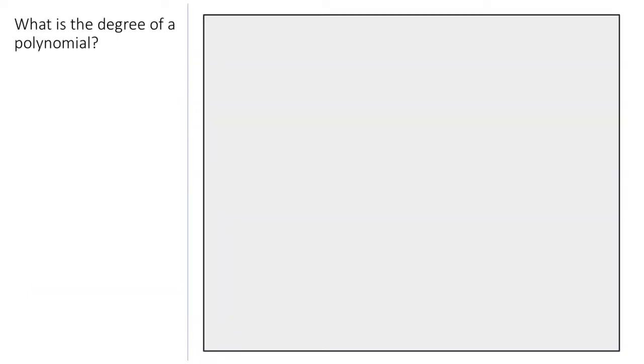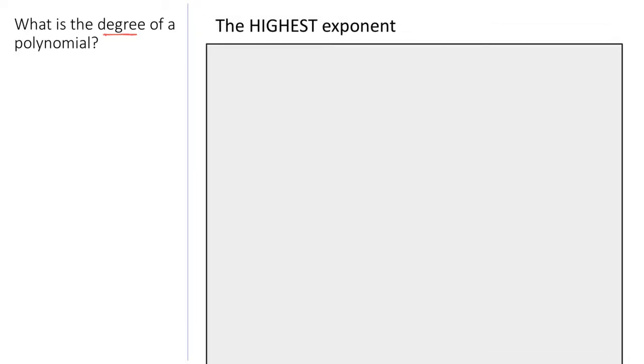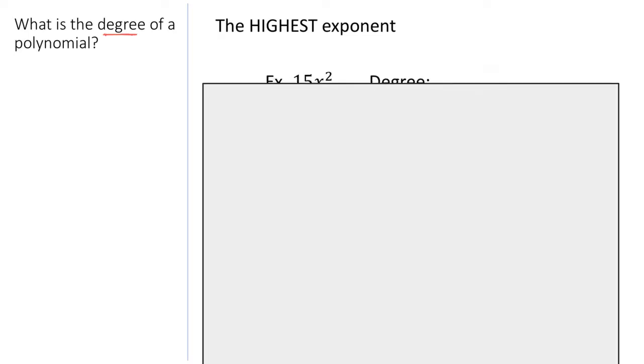Next, we're going to talk about this term called degree. This is very important because we're going to do a lot of ordering with this. The degree of a polynomial is the highest exponent. And there's some little tricks that go into this, but if you can find the biggest exponent, that is going to be the degree of the polynomial, and then we'll name it.